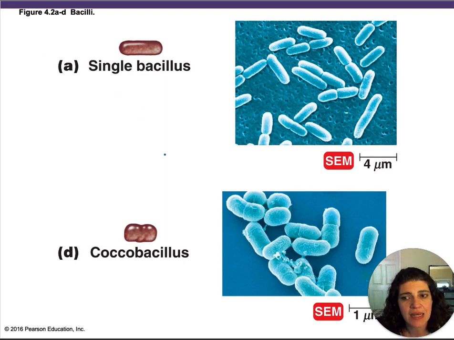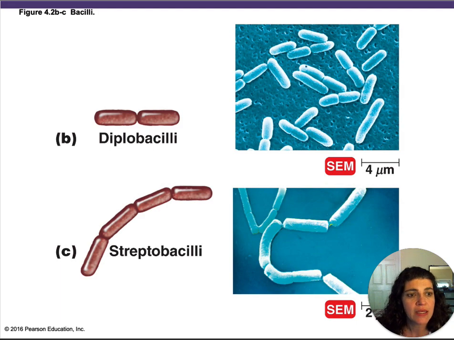Bacilli can arrange together or not, so they can be single. They can look like a coccus but be a bacillus. This is a little difficult to identify, but it's a possibility. They can make a duplet, diplobacilli, or they can be streptobacilli. They can form a chain, and each cell, you see one cell here, each cell is rod-like, rod-shaped.